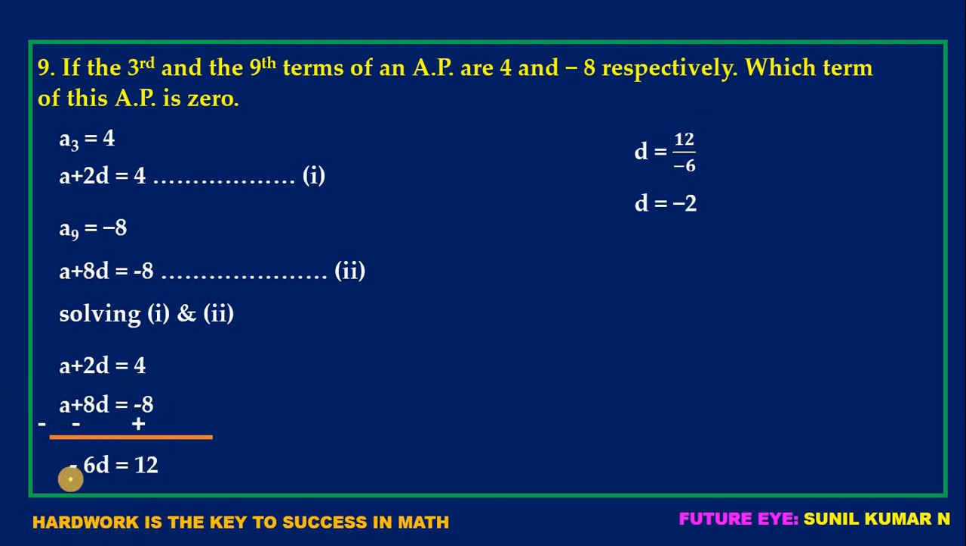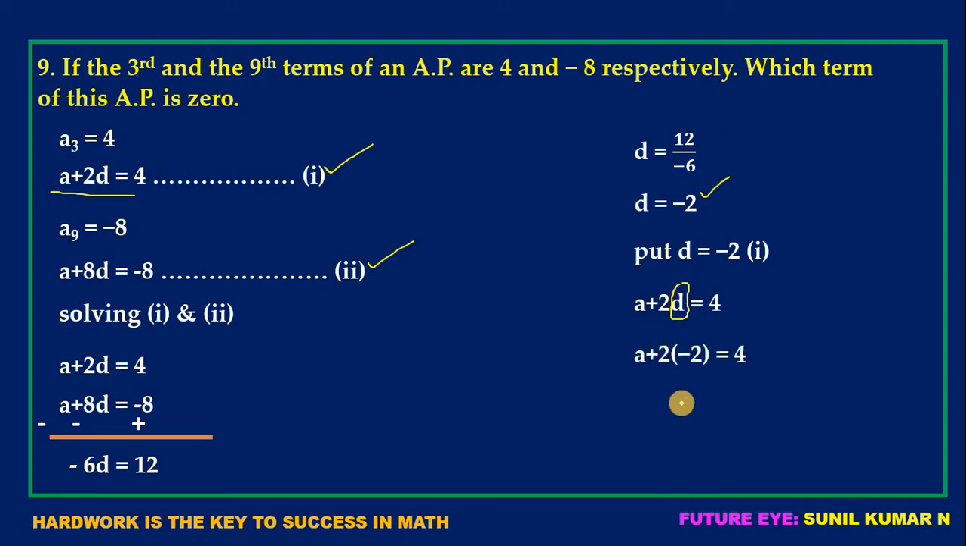Now d value we got. How to find a? To find a value, substitute this d value in any one of the equations, either in 1 or 2. My suggestion, you put it in equation 1 only. Now consider this equation, children, and in this there is d here. Hence in that place put -2. Now let us multiply this, children.